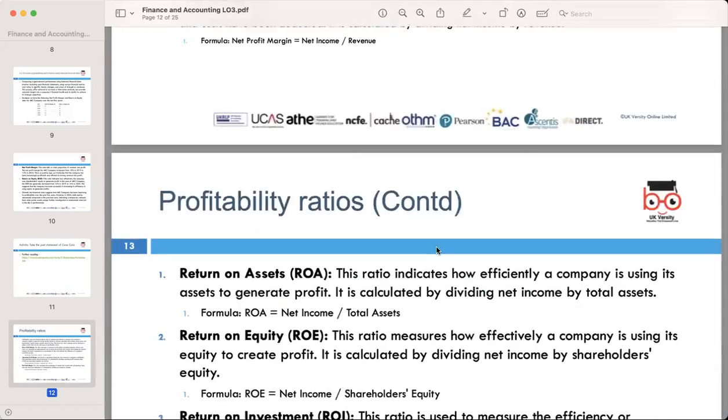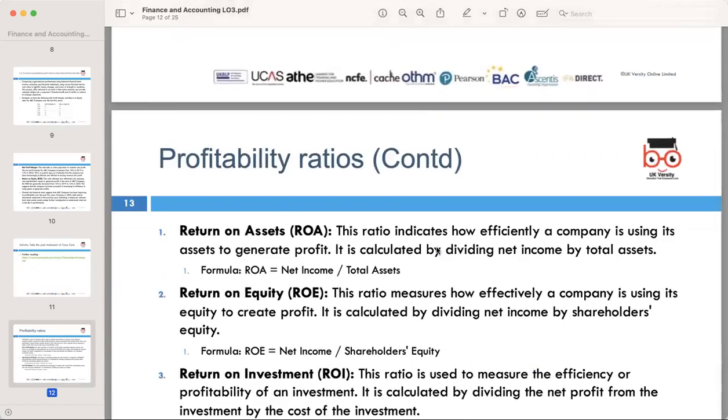Next is profitability ratios. Profitability ratios can help us understand how well a company is performing financially. These ratios give us insight into how efficiently a company uses its resources to generate profit. Comparing these ratios with other companies in the same industry or the company's historical performance can provide valuable information about its financial health and operational efficiency.